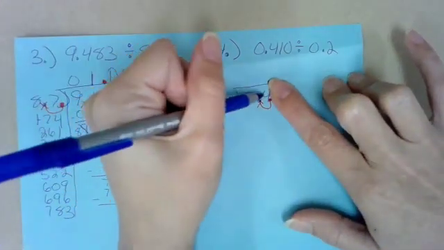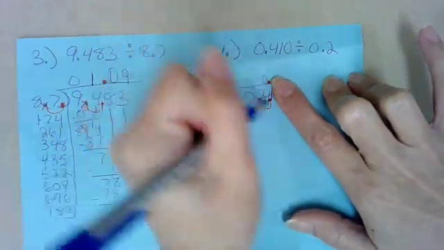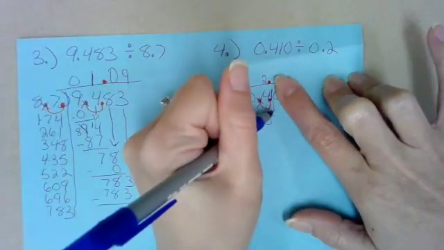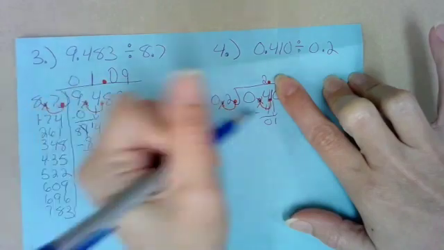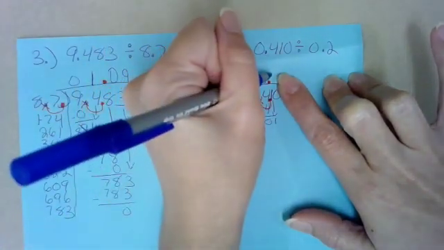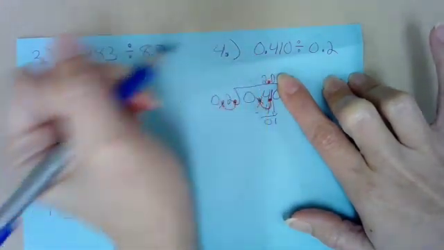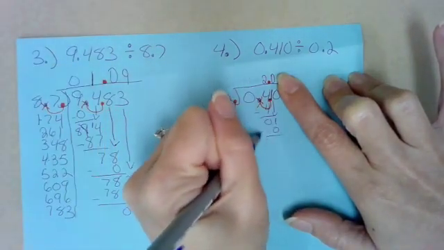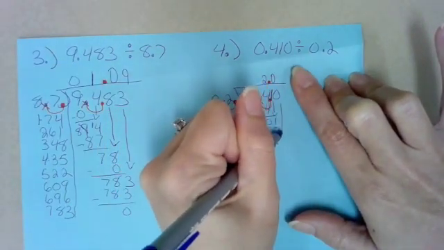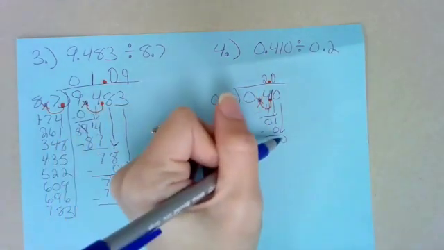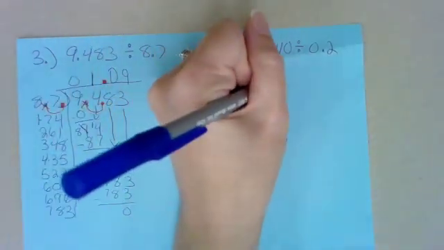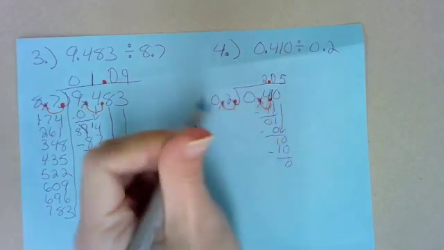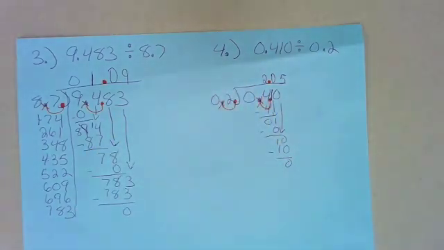So we have 4 divided by 2 is 2. We bring down the 1. 1 divided by 2 is 0 because you can't do it. You have to put a 0 there. And then you bring down the next 0. 10 divided by 2 is 5, and 5 times 2 is 10. So we got 2 and 500ths.